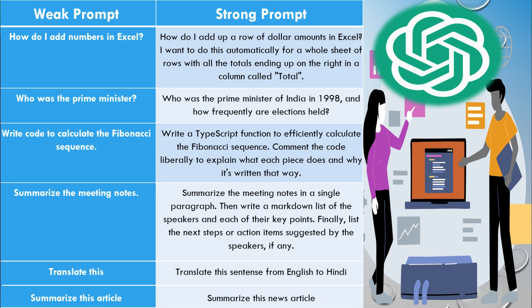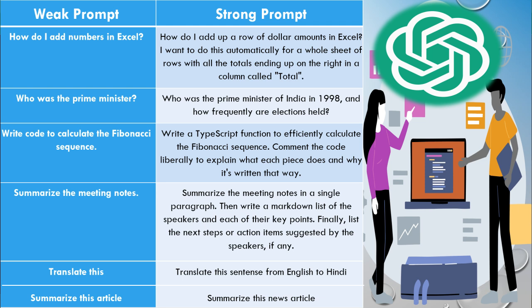Third prompt, translate this. Translate this is a very weak prompt. ChatGPT doesn't know from which language to which language you want to translate. So instead of this, you can say, translate this from English to Spanish. So this is a clear prompt. ChatGPT can understand what it has to do.